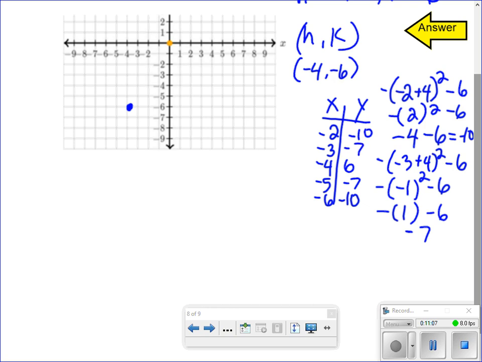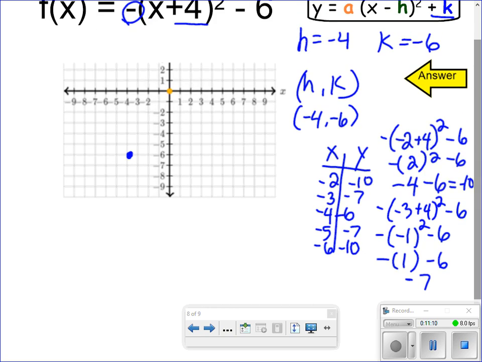So when I graph, I have -4, -6. And then I've got -3, -7, -5, -7. Yeah, that's right. And then I've got -6, -10. And I've got -2, -10. And then I graph my parabola. Again, it should have opened down, and it did. So I know that I have a good check here.